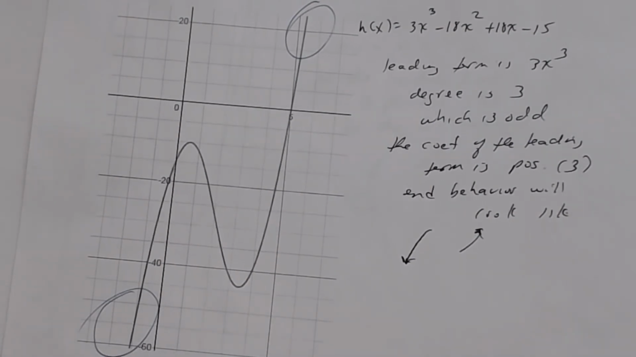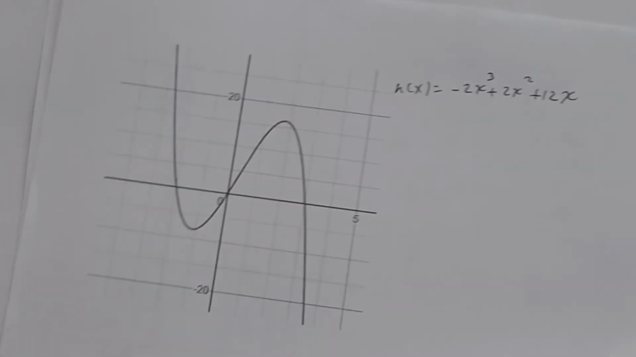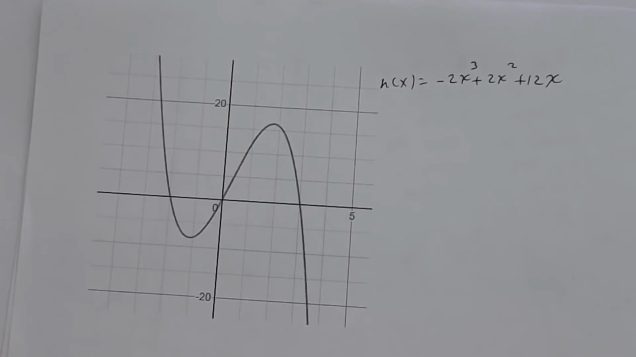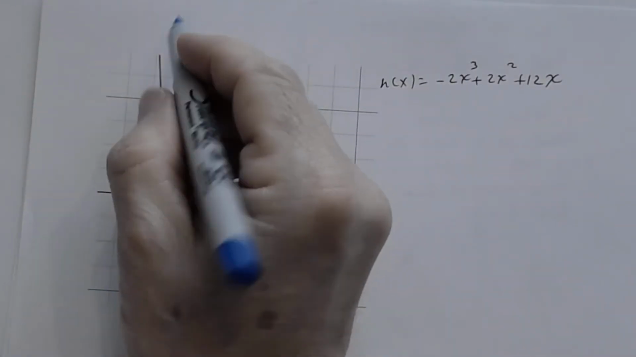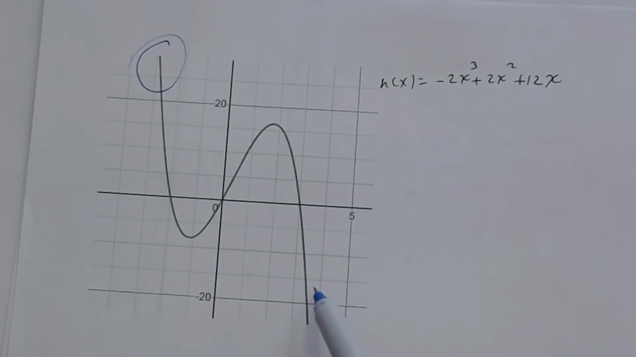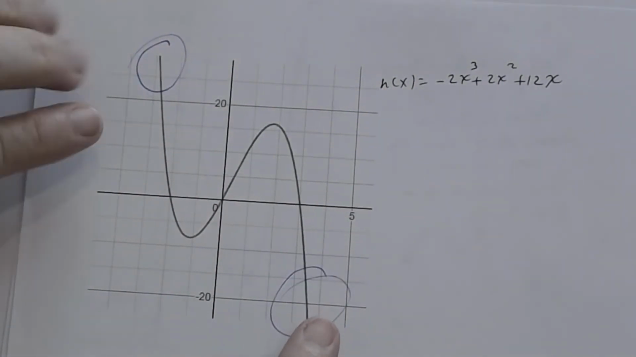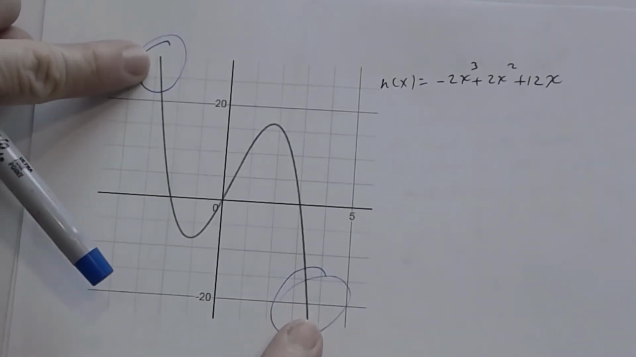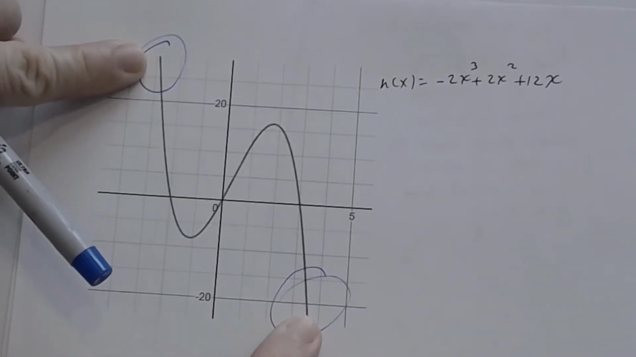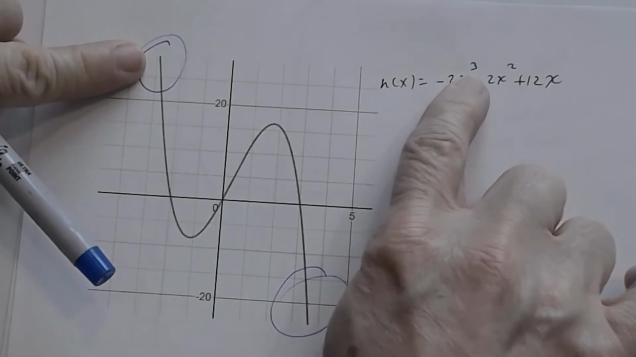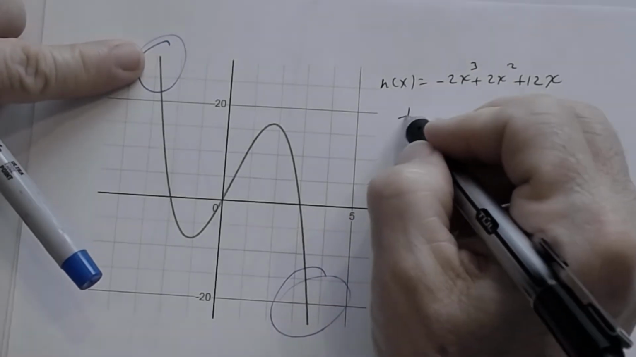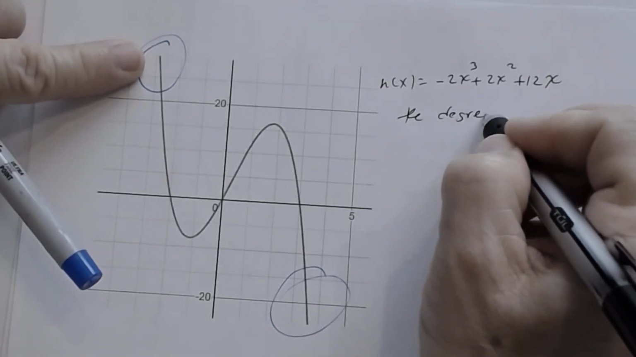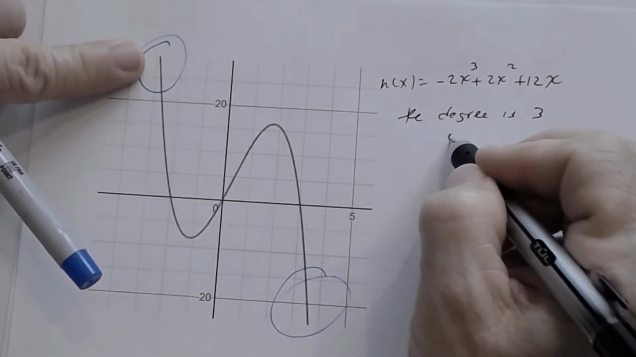And then let's look at this one. Let me get it real quick. All right, so this one. Notice this time the end behavior is pointing up on the left and pointing down on the right. Whenever the arrows are pointing in different directions, the degree is odd. So we know the degree is odd, and it is, because what's the degree? The degree is 3, which is odd.